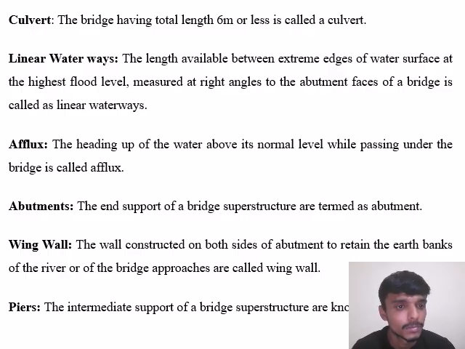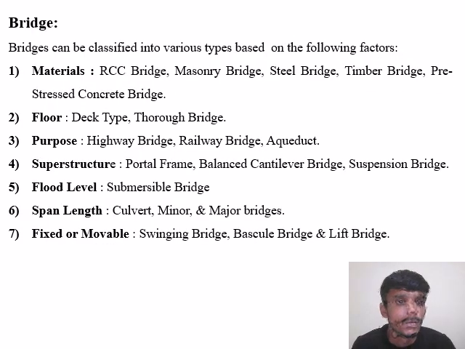There can be a distribution of types like culverts, linear waterways, afflux, abutments, wing walls, piers, etc. Bridges can be classified into various types based on the following factors. Based on materials, there are masonry bridges, RCC bridges, steel bridges, timber bridges, pre-stressed concrete bridges.